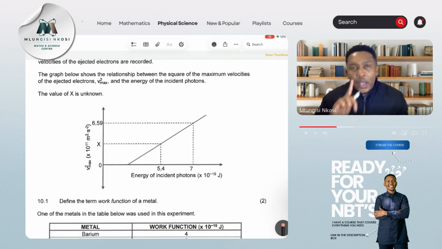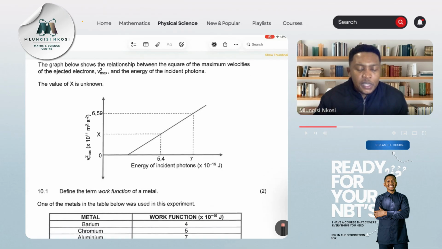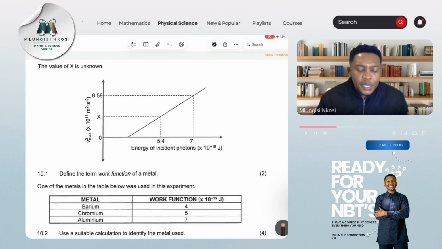So the one thing that I want to point out to you in relation to this question is that when you look at it, please note, I know usually we're used to having frequency over here against kinetic energy. But in this case, what they did was to give us the energy of the incident photons, okay? And against it, the square of the maximum speed of the electrons.